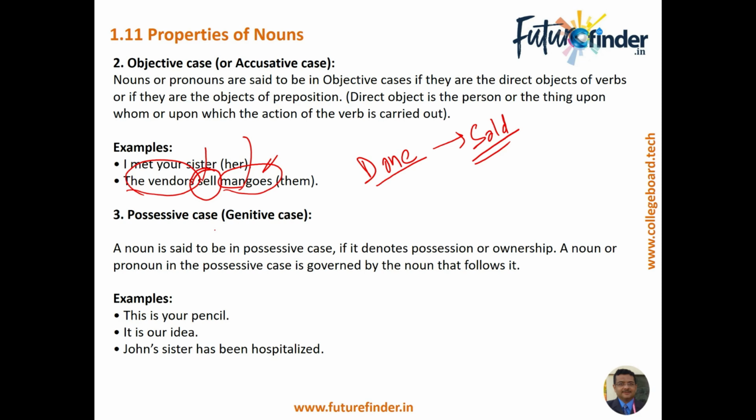And the possessive case or the genitive case is the one which denotes ownership. This is your pencil, this is a pronoun, your, right? Our idea. Sisters, John's sister, so apostrophe s, that is one way of doing it. All these nouns or pronouns are in the possessive case, or the genitive case.